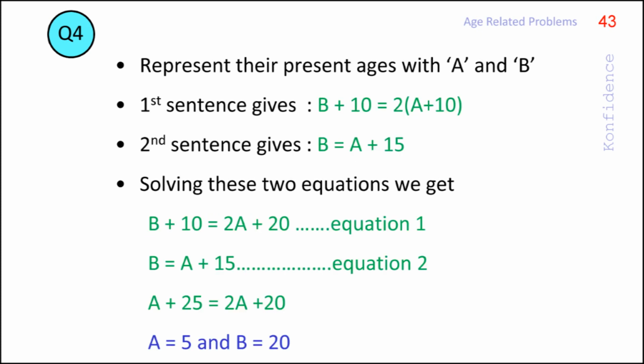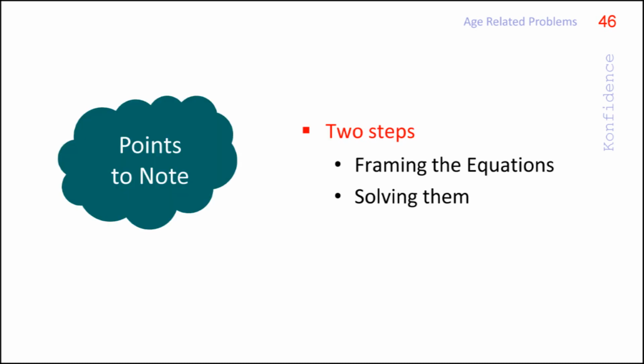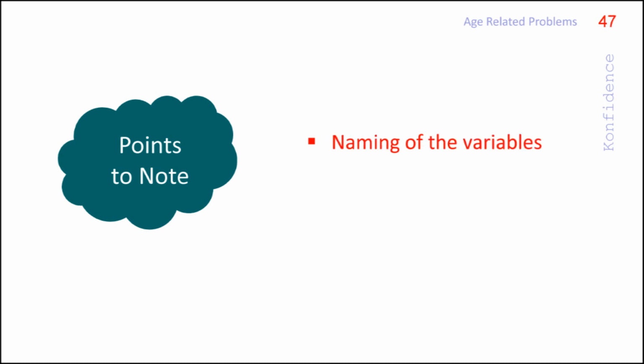Solving these two equations, we get a equals 5 and b equals 20. That is, the present age of A is 5 years and that of B is 20 years. After 10 years, A will be 15 years of age and B will be 30, which is 2 times 15. I hope you got the solution correct. As we solved the equations, we did two things. We formulated the equations and then solved them. As discussed, proper naming of variables needs to be made into practice.